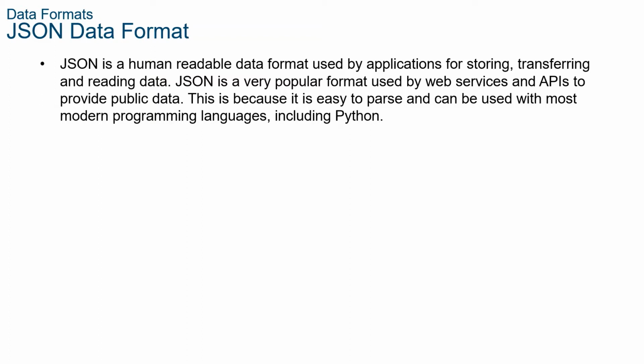So how about the JSON data format? JSON is a human readable data format used by applications for storing, transferring, and reading data. JSON is a very popular format used by web services and APIs to provide public data. This is because it is easy to parse and can be used with most modern programming languages, including Python.